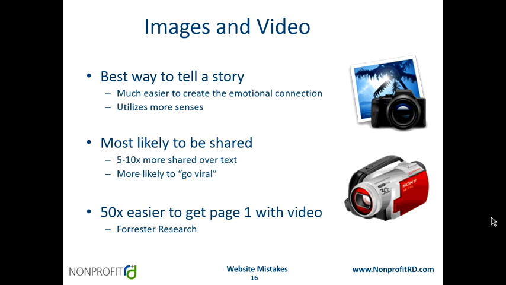Video and images are 5 to 10 times more likely to be shared than a text post. So if you want your stuff to go viral, if you want your content to be so exciting that people share it, you want to use more images and video. It's also 50 times easier to get ranked on page 1 of Google with a video than it is with text content. And that's because Google loves video. They love video so much they bought YouTube. So they definitely love video. They rank it very highly.